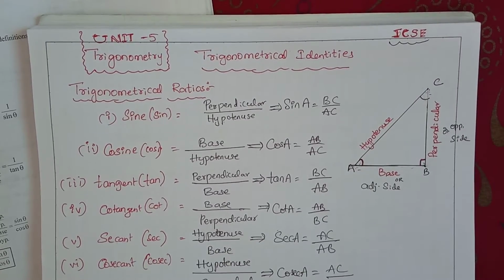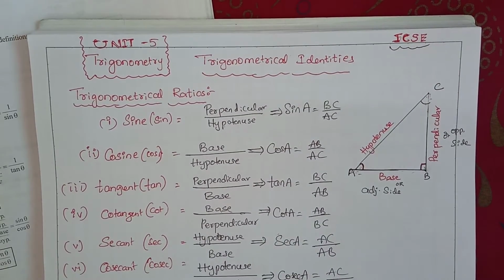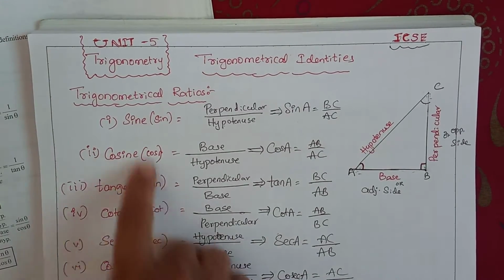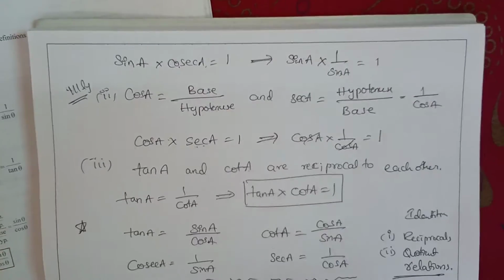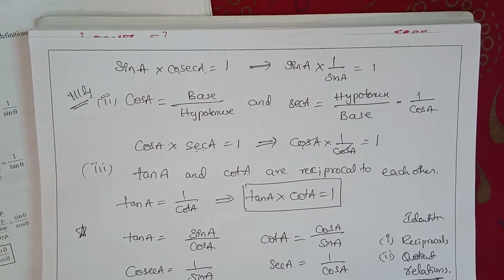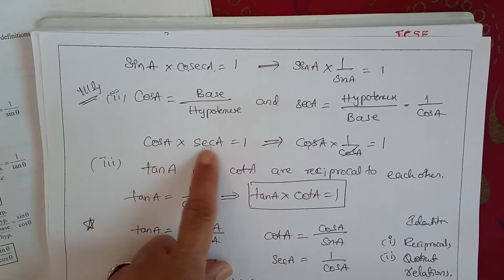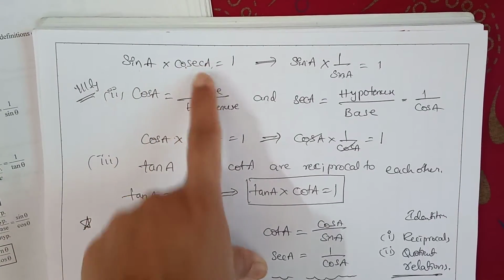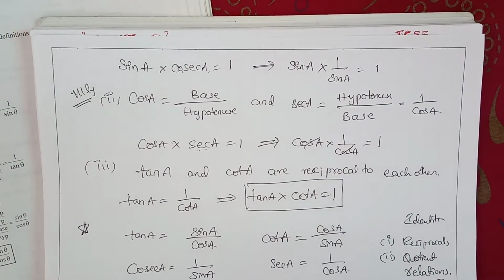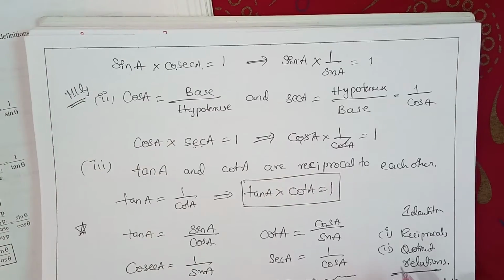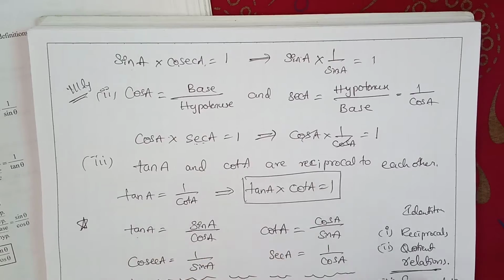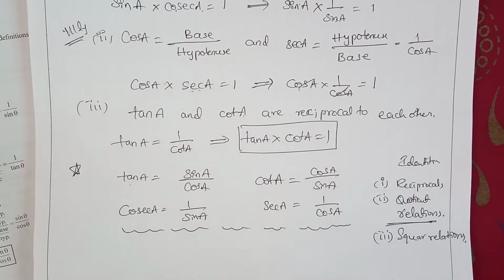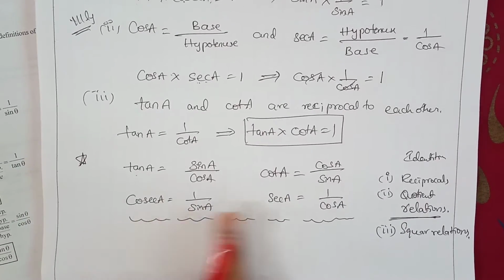Hello children. We have discussed in the first video of trigonometry the trigonometrical ratios, all the six ratios and definitions. We also discussed the reciprocals: cos and sec, sine and cosec, and tan and cot. And also the quotient, which is the other definition of tan A. Tan and cot, cosec and sec.